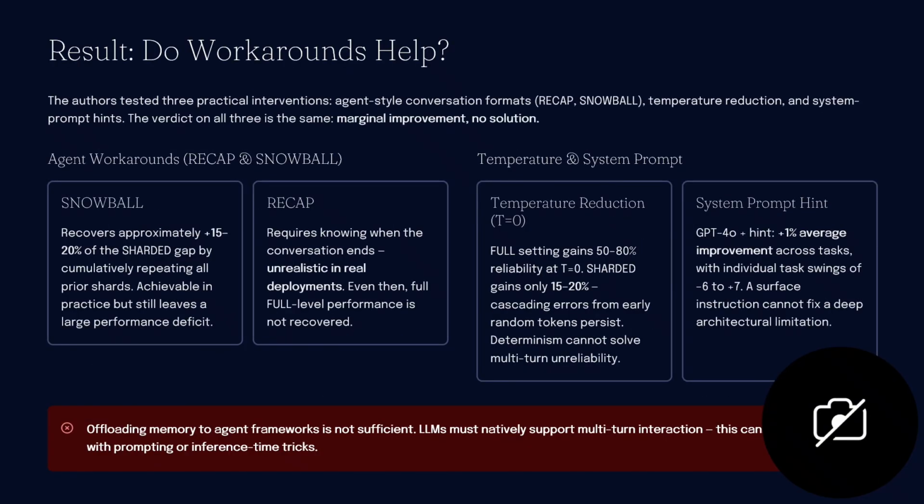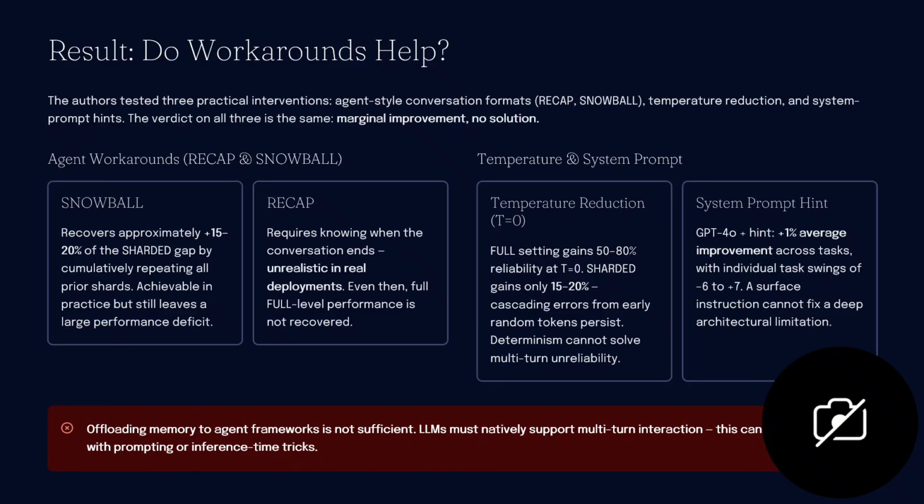The natural question is, can we fix this with workarounds? The authors tested two agent-style approaches: recap and snowball. Snowball, which repeats all prior shards every turn, recovers about 15 to 20% of that degradation. That's meaningful, but still leaves a large gap. Recap is even more effective, but it requires knowing when the conversation ends, which is unrealistic in a real deployment.